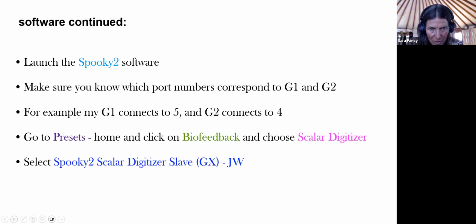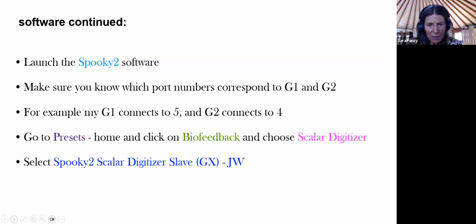Let me go on. All right, so here we go. So you launch the Spooky2 software. Now you have to make sure you know which port numbers correspond to G1 and G2, which I just explained. For example, my G1 connects to 5 and G2 connects to 4. So now you go to presets, home, and click on biofeedback.